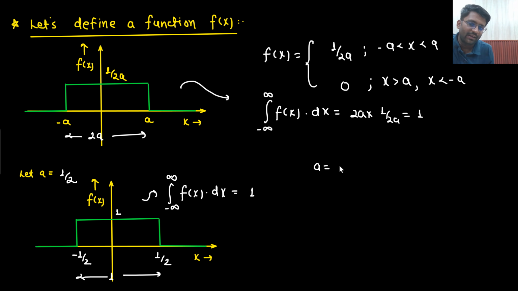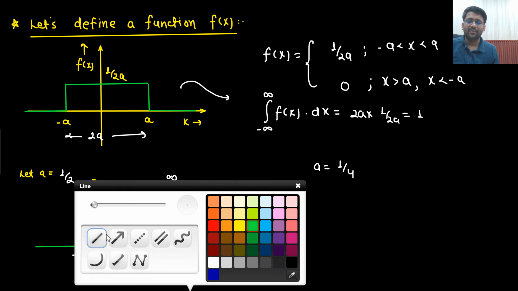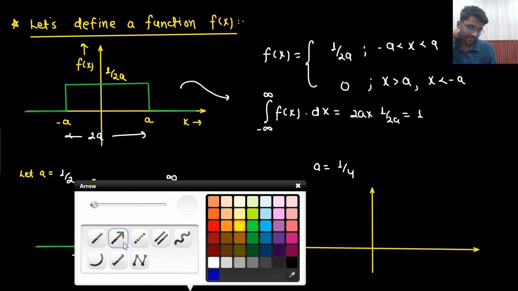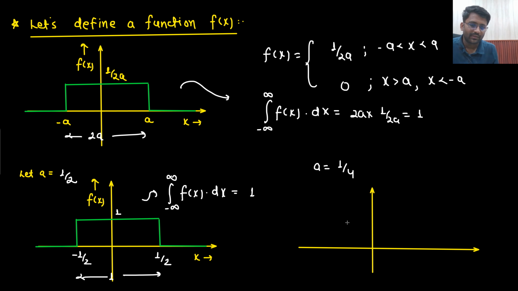Now what I am doing is that I am keeping a equals to 1 by 4 this time. So if I keep a equals to 1 by 4, then what will happen? Sir, this will become minus 1 by 4. This will become 1 by 4. And sir, here if I put 1 by 4, this will become 2. 1 by 2 multiplied with 1 by 4, sir, 4 by 2, that will be 2.